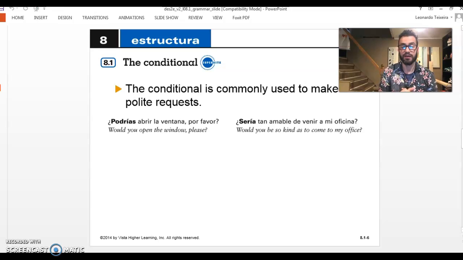Okay, now we talked about being polite, like me gustaría. So also, obviously, a polite request. For example, would you like, te gustaría, podría, sería, ¿no? Sería tan amable de venir a mi oficina. ¿Podría abrir la ventana, por favor? So it is used very commonly for polite requests and hypothetical situations.